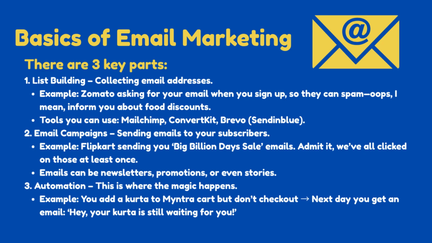Second one, email campaigns. Sending emails to your subscribers. For example, Flipkart sending you Big Billion Days sale emails. Admit it, we have all clicked on this at least once. Emails can be newsletters, promotions, or even stories. Third one, automation. That is where the magic happens.